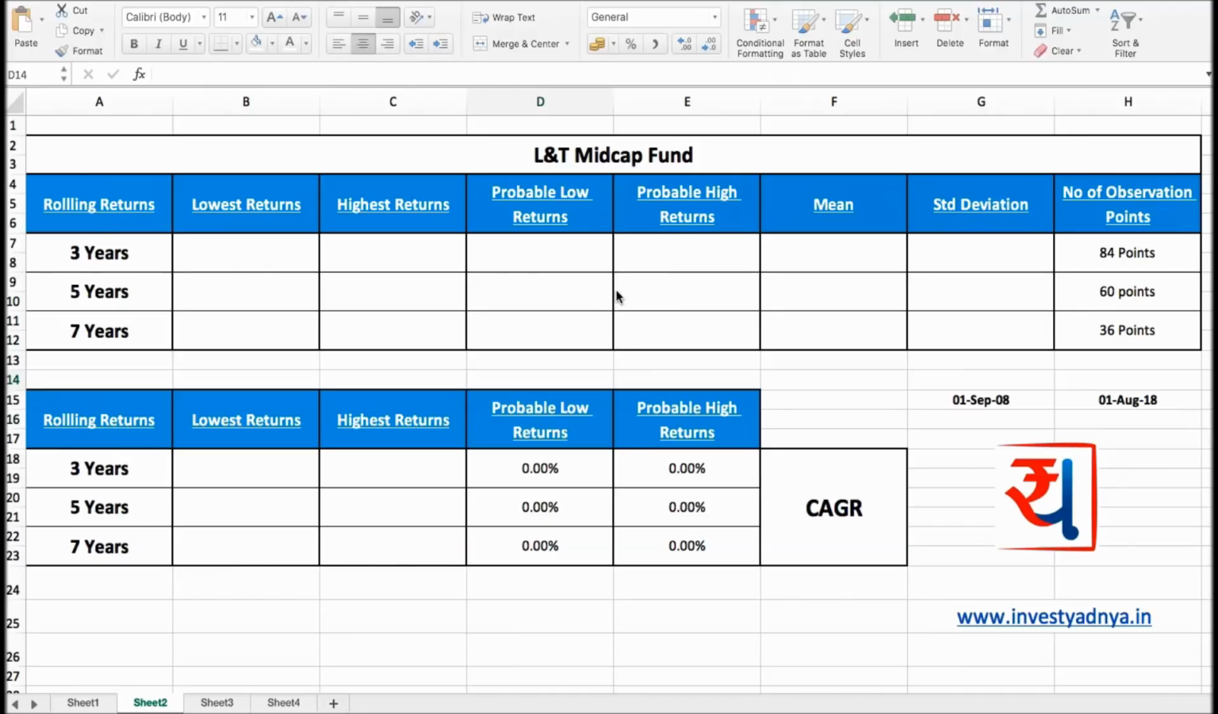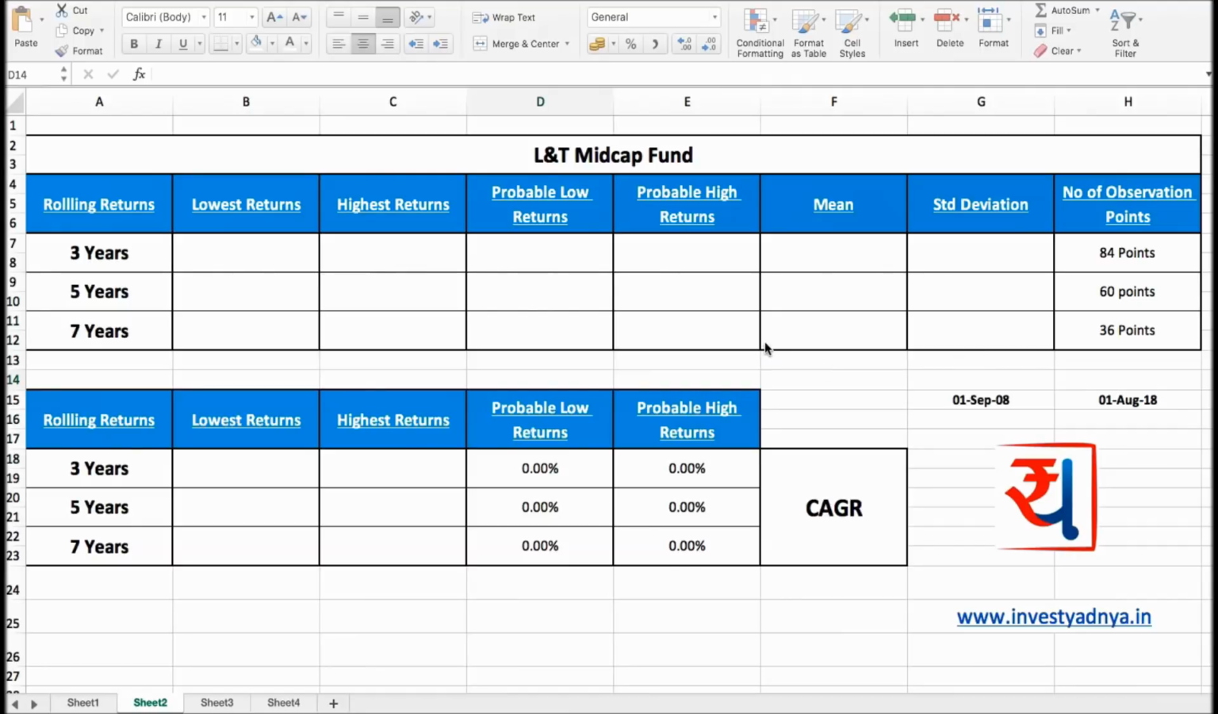Today we are going to do an analysis of L&T Midcap Fund. The analysis would be the same quantitative way. So what we have done, we have calculated mean and standard deviation values for 3-year, 5-year and 7-year rolling return data. The data we have taken is from 1st September 2008 till 1st August 2018. So we have 10 years of NAV data.